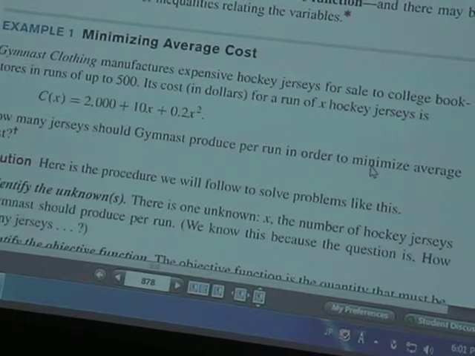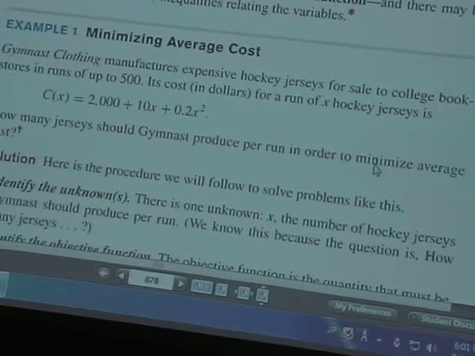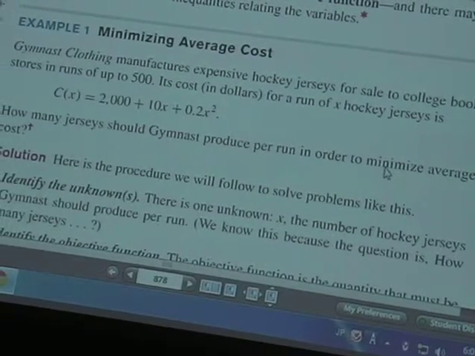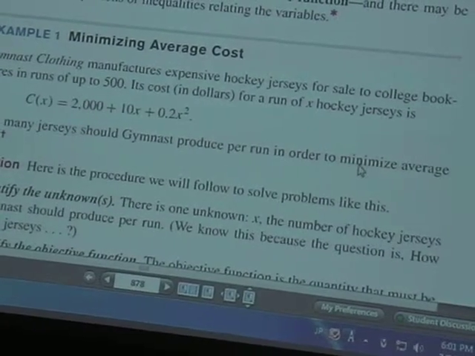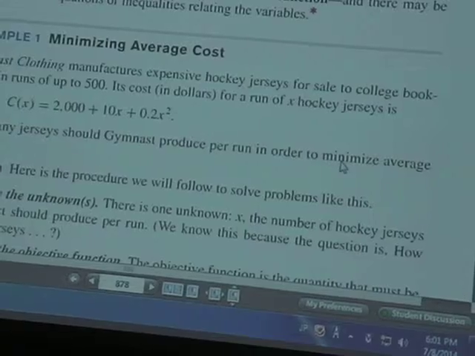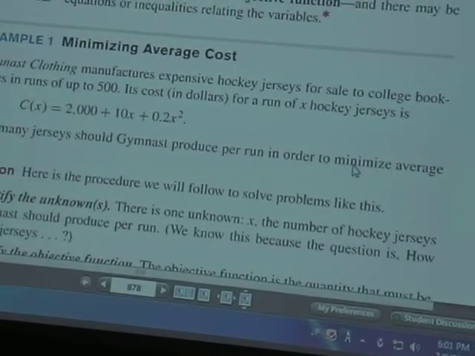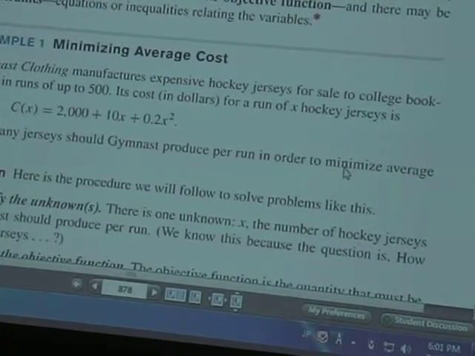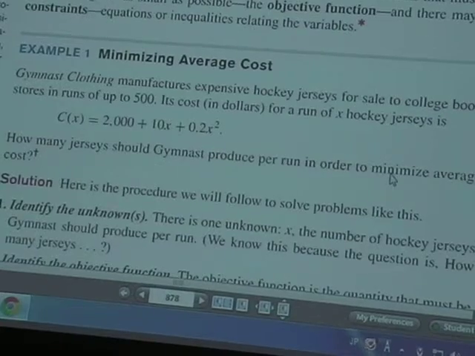Now, do we have an expression so far for the average cost? No, we don't. We have an expression for what? The cost, or what I could call the total cost. So we have an expression for the total cost, but that's not what they ask us about in this question. They ask us about minimizing the average cost.